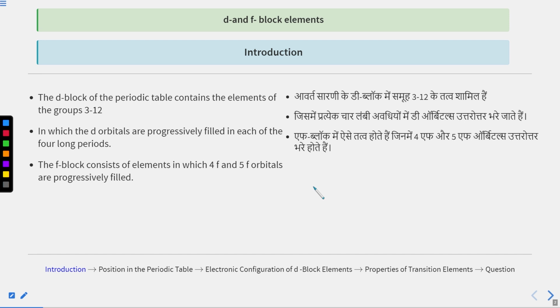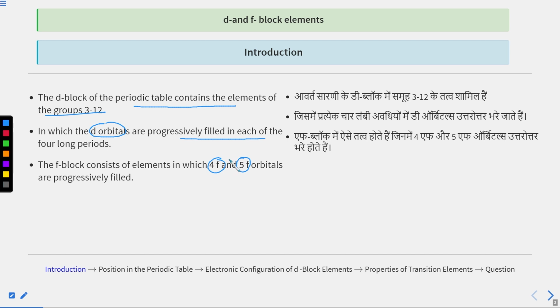If you just look at the periodic table, you will find that the d block of the periodic table contains the elements of group 3 to 12, in which the d orbitals are progressively filled. So in d block elements, the d orbitals are progressively filled, and it is obvious, right? But if you talk about f block, then in that case 4f and 5f orbitals are progressively filled.